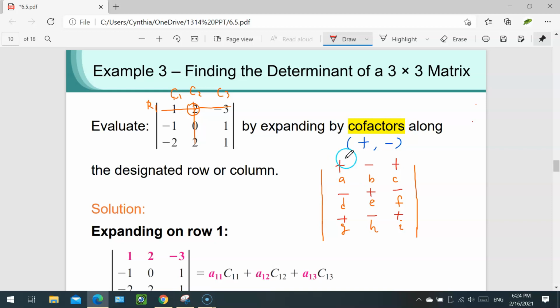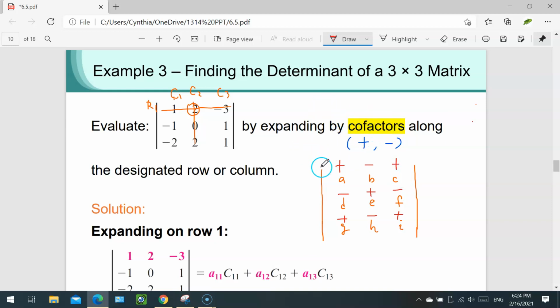And the way is, start from the first element on the first entry, it starts with a positive sign, and then the next number will be the negative sign, and the next one is a positive, so they rotate right next to each other. So that's the idea of the cofactor.